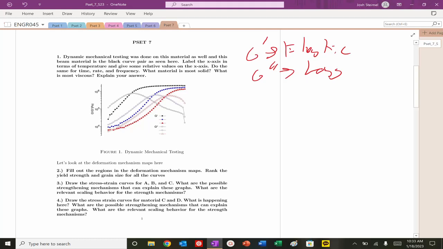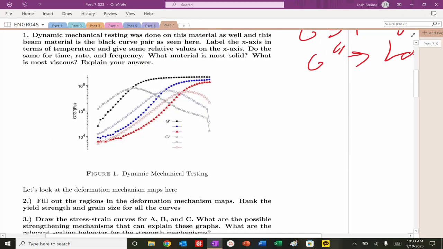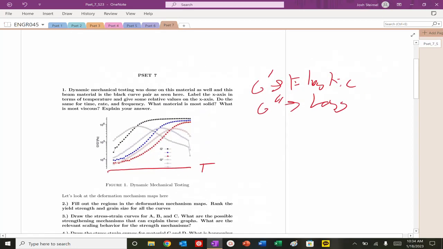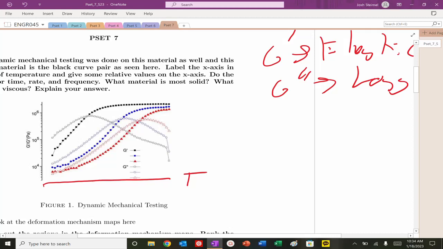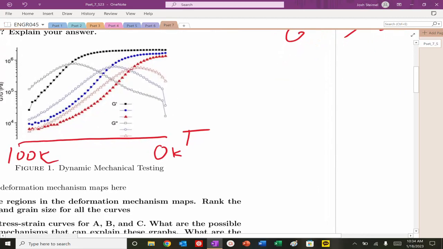Label the x-axis in terms of temperature and give some relative values on the x-axis. Do the same for time, rate, frequency. What material is the most solid, what's the most viscous, etc. So it's actually should be quite easy. If we're looking for temperature, we know at high temperatures what response should dominate. At high temperatures we should be viscous, so our G double prime should be dominating. So that's this side. For all these materials, this should be like 100 K, and this could be like 0 K. So that would be for temperature.